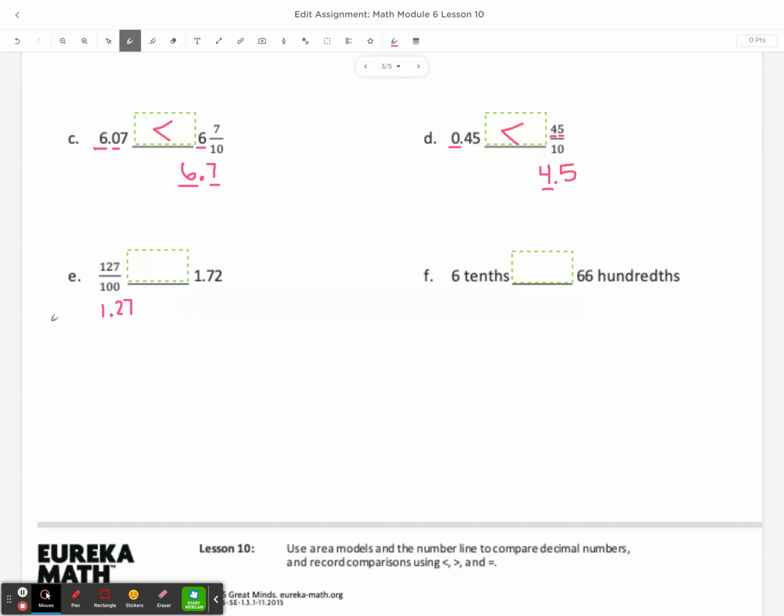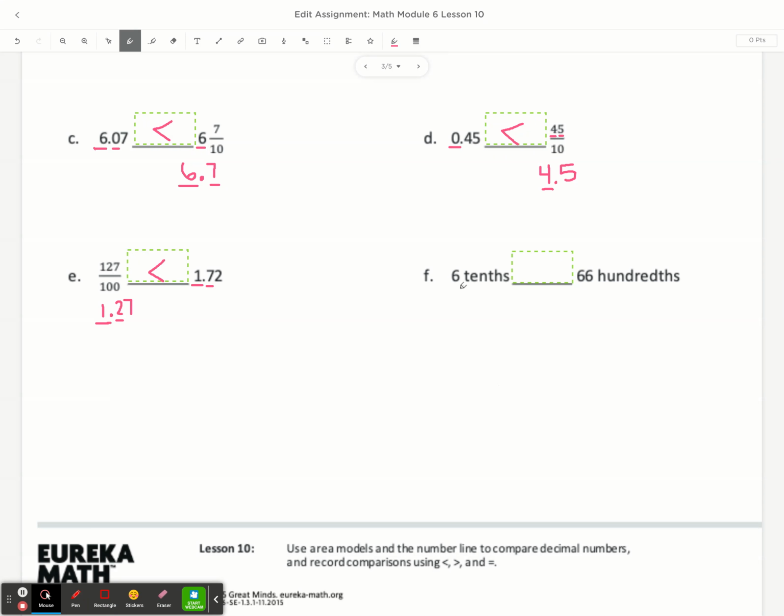And now I can go ahead and compare 1.27 versus 1.72. And I'm going to start in the place value furthest to the left, which is the ones place. So I have 1 one versus 1 one. Same amount, I can't compare them yet, so I'm going to move on to the next place value, which is the tenths place. And I have 2 tenths versus 7 tenths, and I can stop comparing right there because 7 is bigger than 2, so that means that 1.72 is the bigger number.